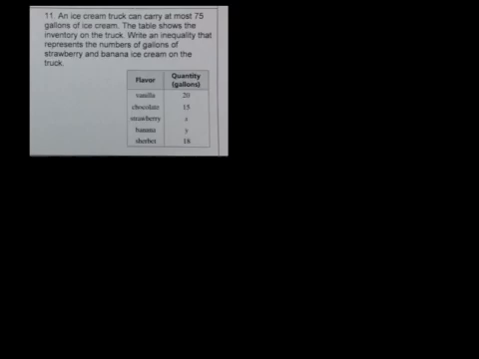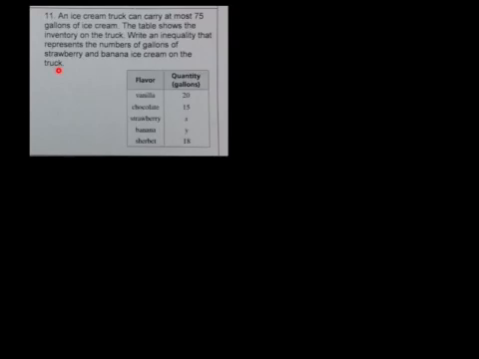Number 8 is a word problem, and again, you're looking for an inequality that represents strawberry and banana ice cream on this truck. Let's go ahead and read it. It says, an ice cream truck can carry at most 75 gallons of ice cream. The table shows the inventory on the truck. Write the inequality that represents the numbers of gallons of strawberry and banana ice cream on the chart. So we don't need it to match the whole thing, just the strawberry and banana.